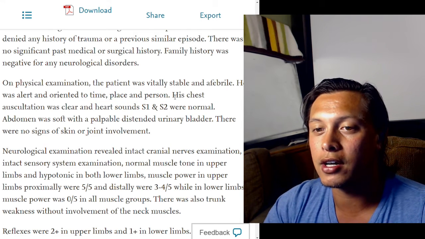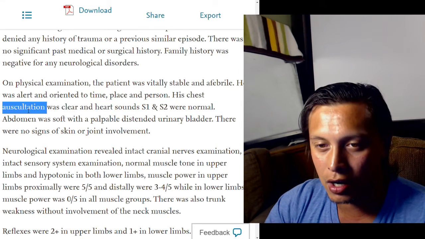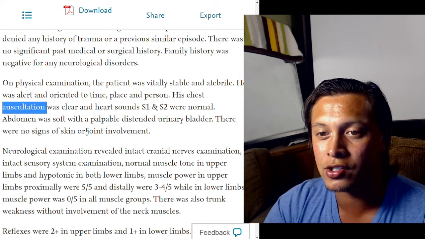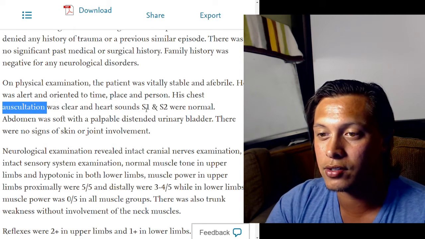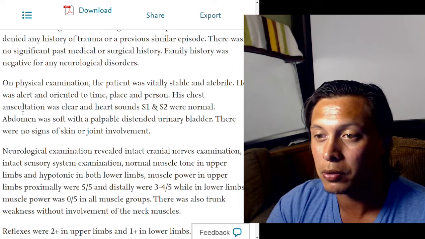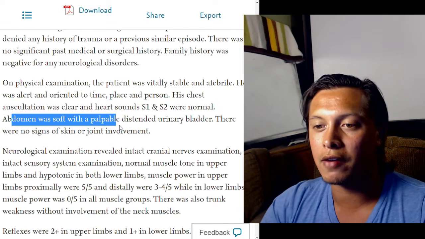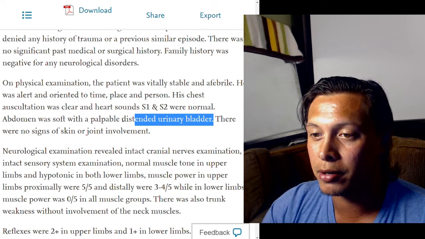So his chest auscultation, which I believe is the sounds coming from the chest, are clear, and heart sounds S1 and S2 were normal. So his pulse was normal. Abdomen was soft with a palpable distended urinary bladder.